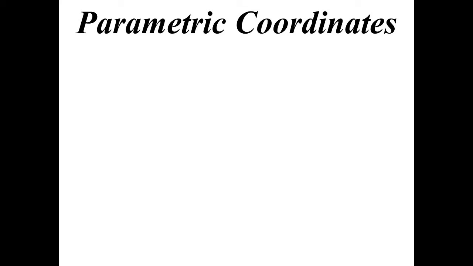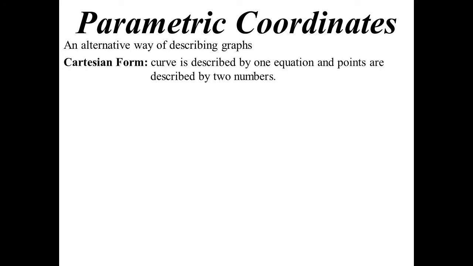Parametric coordinates. Basically, it's a different way of describing graphs. We're used to using what's called Cartesian form. You may have even heard it called the Cartesian number plane. And what we're used to doing is our graph described by one equation, and then we have a set of coordinates. A point is described by two numbers.